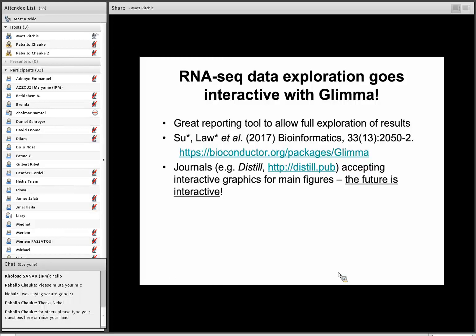So yes, RNA-seq data can be a really interactive experience if you're happy to try out the Glimmer package. So this is another tool that we've published. It's available freely from Bioconductor.